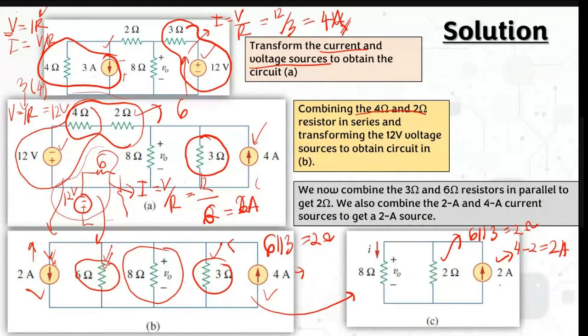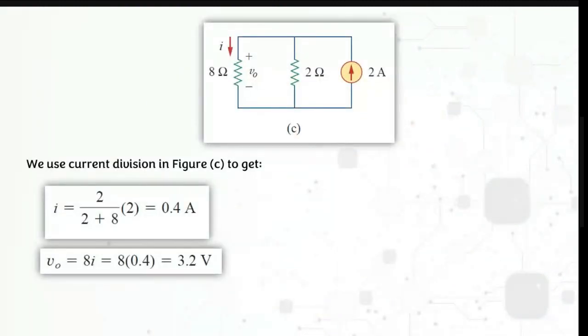So obviously you have current source, so it means that you can use the current divider. Okay, for this one you can use the current divider in order to get this I, and then you know that V0 here you can get by 8 times I, so then you can get the V0 value here. Okay, so in order to calculate this value for I, you can just use the current division.